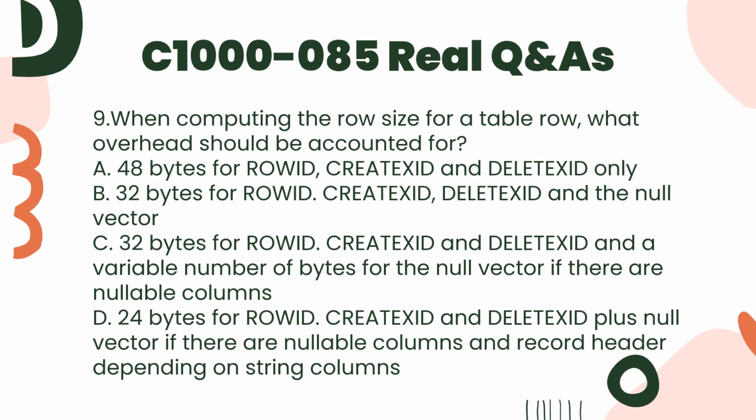C. 32 bytes for ROWID, CREATEXID and DELETEXID, and a variable number of bytes for the null vector if there are nullable columns. D. 24 bytes for ROWID, CREATEXID and DELETEXID plus null vector if there are nullable columns and record header depending on string columns.